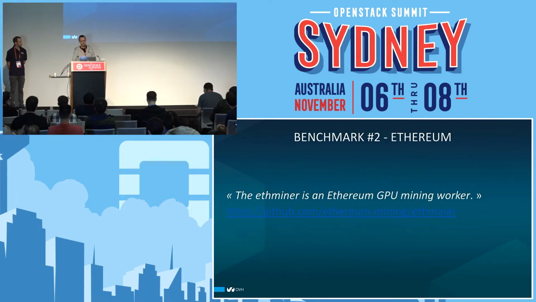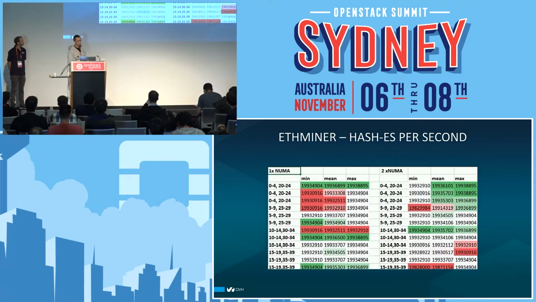The second test we conducted was Ethereum. It's quite popular software for cryptocurrency mining. On the left, we have one NUMA node. On the right, two NUMA nodes. Yes, we can see some patterns, some clusters, but the values themselves do not differ much. It's about 1% of difference. So as a colleague said, crypto mining, so computation on a GPU board, is not affected by the transfer between your host and your graphics card.